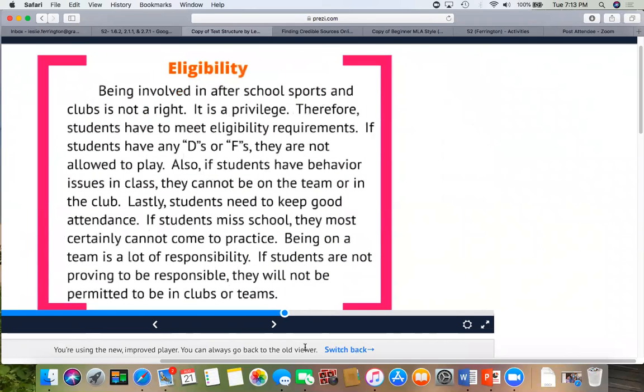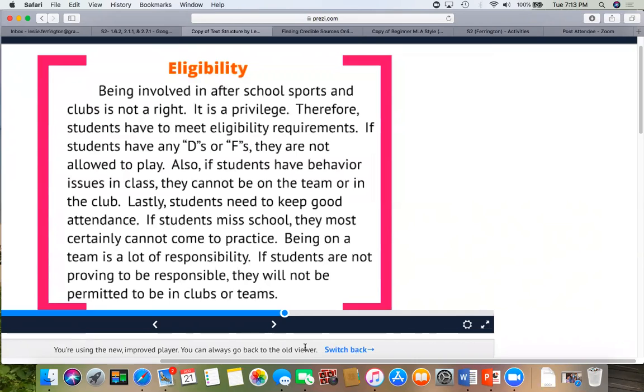The last one I think is eligibility. Being involved in after-school sports and clubs is not a right, it's a privilege. Therefore, students have to meet eligibility requirements. If students have any D's or F's, they are not allowed to play. Also, if students have behavior issues in class, they cannot be on the team or in the club. Lastly, students need to keep good attendance. If students miss school, they most certainly cannot come to practice. Being on a team is a lot of responsibility. If students are not proven to be responsible, they will not be permitted in clubs and teams.